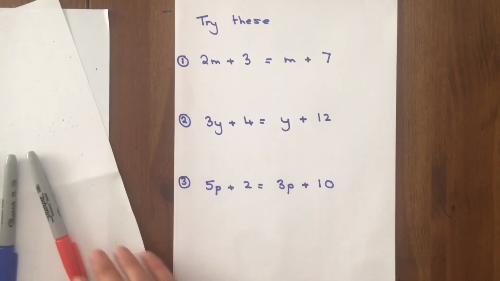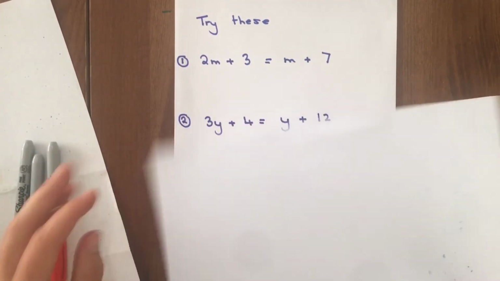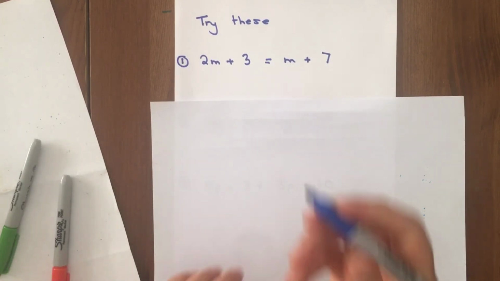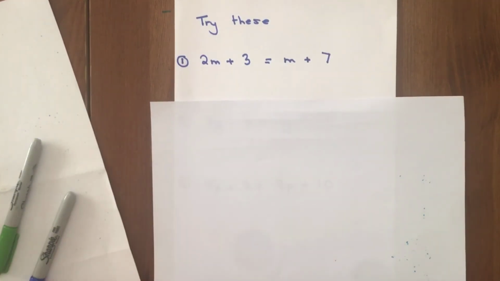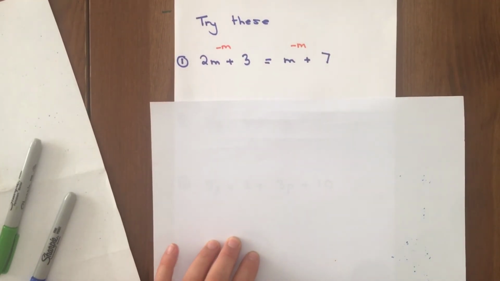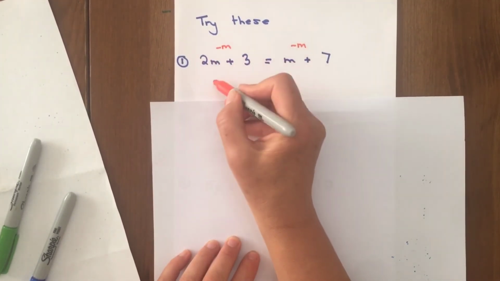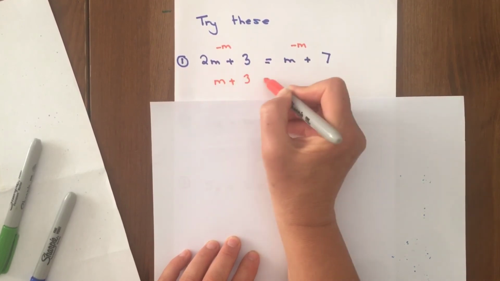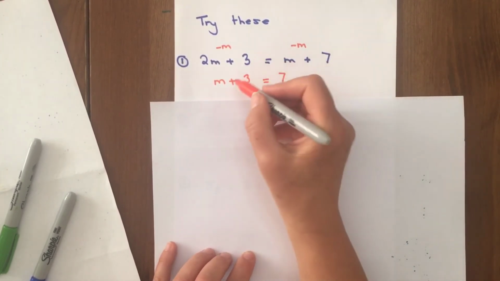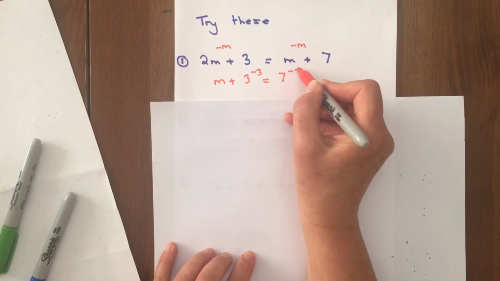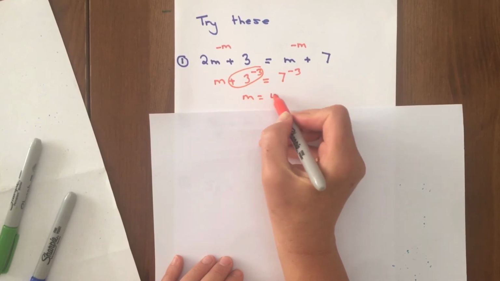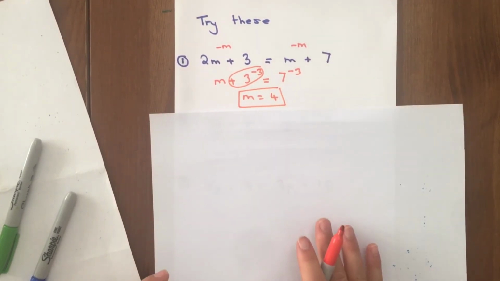Right, so let's look at question 1. So, step 1, I'm going to take away m from both sides of the equation. You might prefer, like I did in the last video, to do your taking away m like this, okay, from both sides. 2m take away 1m is m. I've got m plus 3, they will cancel, is 7. Now what do I do to both sides? I take away 3 from both sides. So these will cancel. So I've got m equals 4. And you can check that.